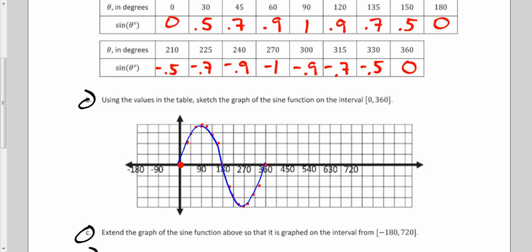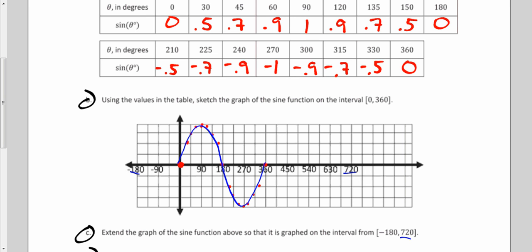The next one asks us to graph the interval of the sine function above, so it's graphed on the interval from negative 180 to 720. Now let me ask you, negative 180 is right here, and 720. Sorry, guys. So negative 180 is right here, and 720 is over here. We've already done from 0 to 360. What's it going to do from 360 to 720?